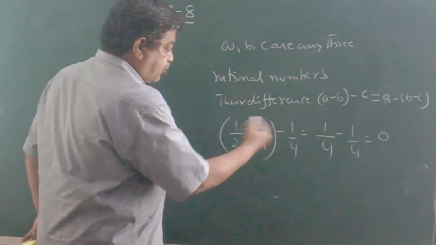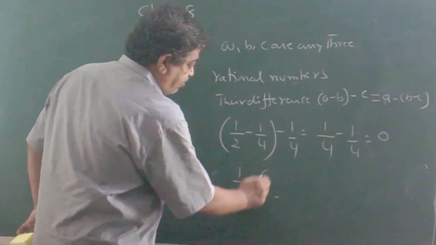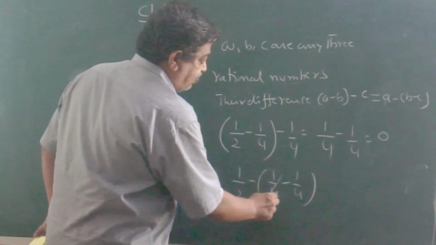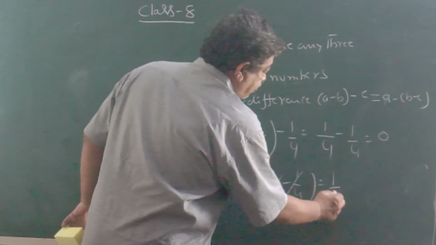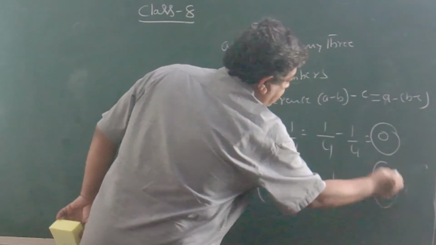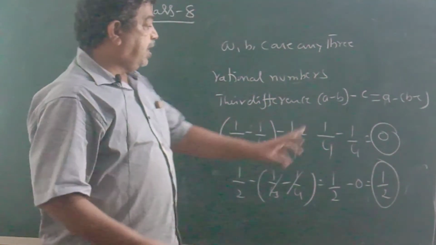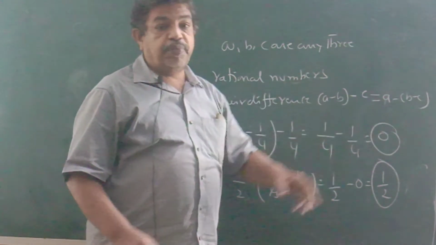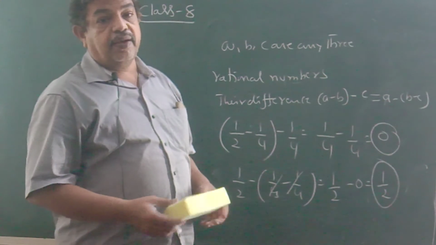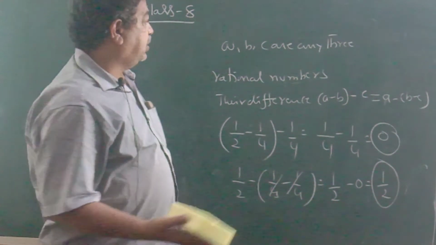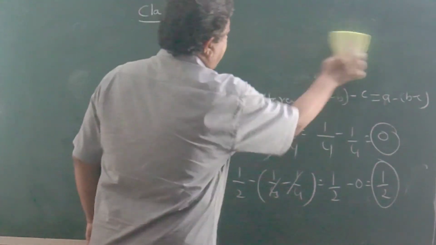0. You change the order: 1 by 2 minus of 1 by 4 minus 1 by 4. Plus 1 by 4 minus 1 by 4 gets cancelled. It is equal to 1 by 2 minus 0, which is equal to 1 by 2. Clearly 0 is not equal to 1 by 2. So a minus b minus c is not equal to a minus of b minus c. Rational numbers do not have associative property under subtraction.